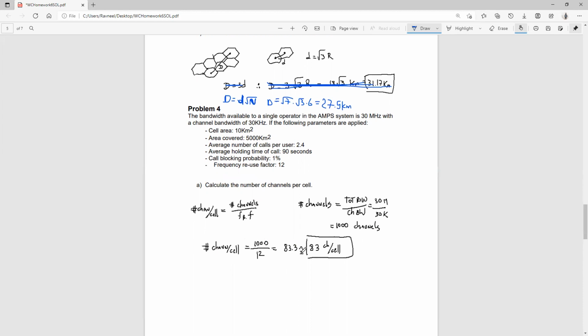Remember, the values are usually integer values. The number of channels, the cell values, all of these are integer values. So that is why we have to approximate it to the nearest whole number, and that is going to be equal to 83 channels.